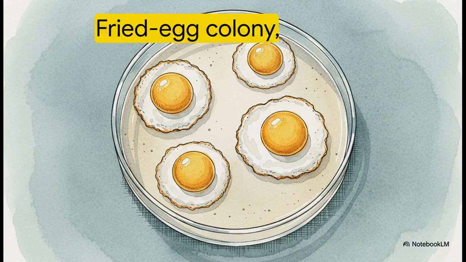And if you actually manage to grow this thing in a lab, you'll see its signature calling card under the microscope. They call it a fried egg colony. And it looks just like it sounds. It's got this dense center with a flat, kind of translucent ring around it. It's a really unique look for sure.